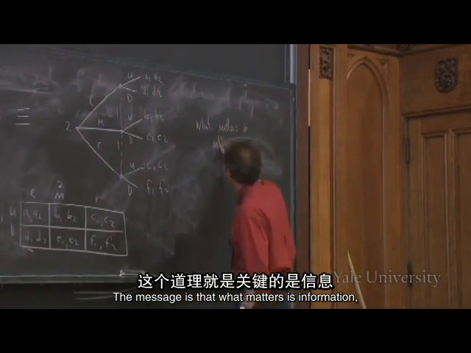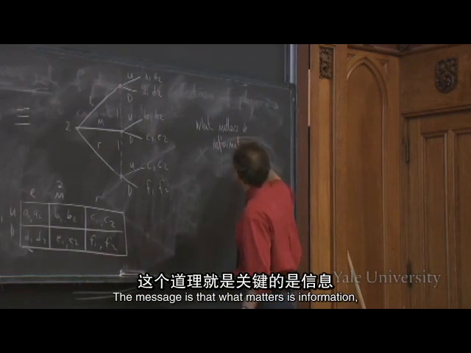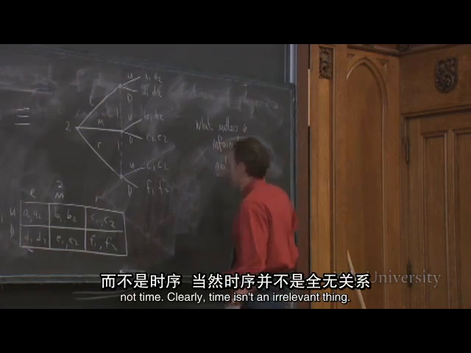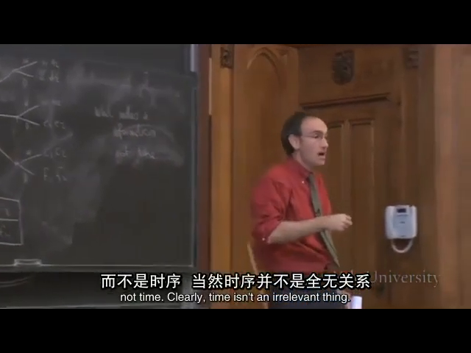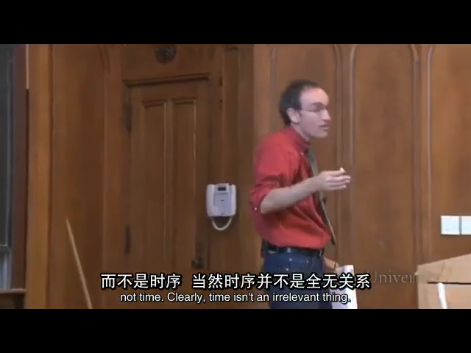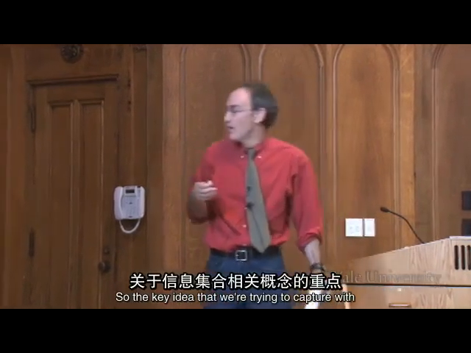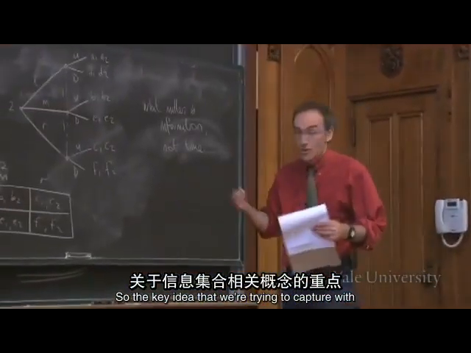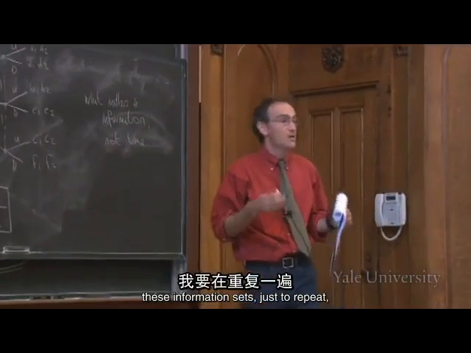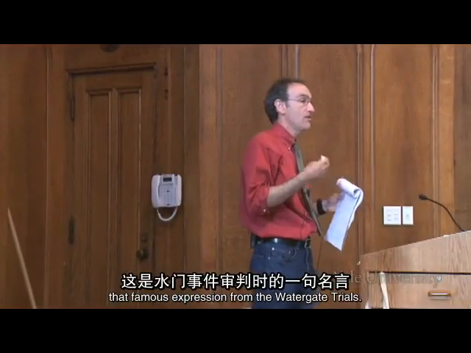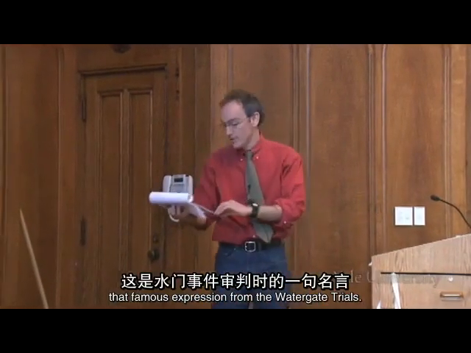is information. What matters is information, not time. Clearly time isn't an irrelevant thing. I couldn't know something that hasn't happened yet. So time is going to have effects on information, but ultimately what matters is information. What do I know, and when did I know it? So the key idea that we're trying to capture with these information sets, just to repeat, is what did the player know, and when did they know it? Right, that famous expression from the Watergate trials.